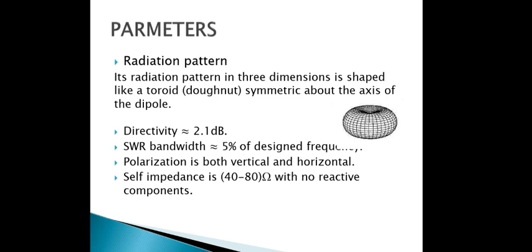The directivity is equivalent to 2.1 decibels, and the standing wave ratio bandwidth is 5% of the design frequency. The polarization is both vertical and horizontal, and the self impedance is between 40 to 80 ohms with no reactive component. So this is a little bit of a drawback in the half-wave dipole. What is the drawback? The radiation resistance is low, near 70 ohms, which is between 40 to 80 ohms.